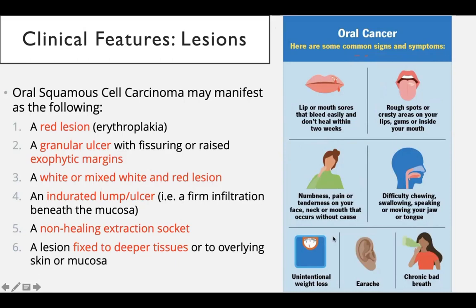Then unintentional weight loss. What do you mean by unintentional weight loss? Let's ask someone. Let me ask someone. So, Sanaullah, roll number 15. What do you mean by unintentional weight loss? How is weight loss attached to the cancer? Sanaullah, are you here?